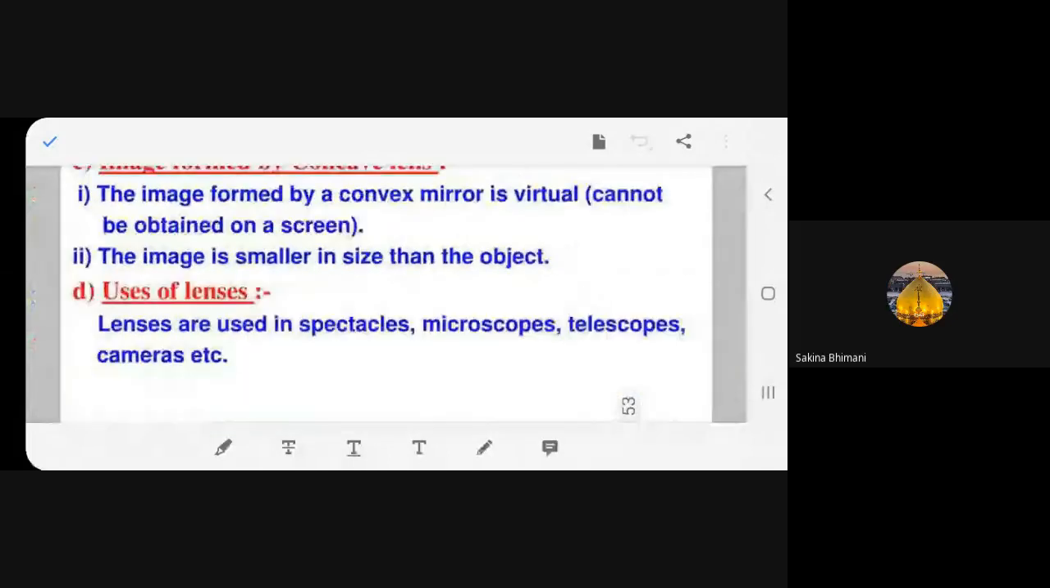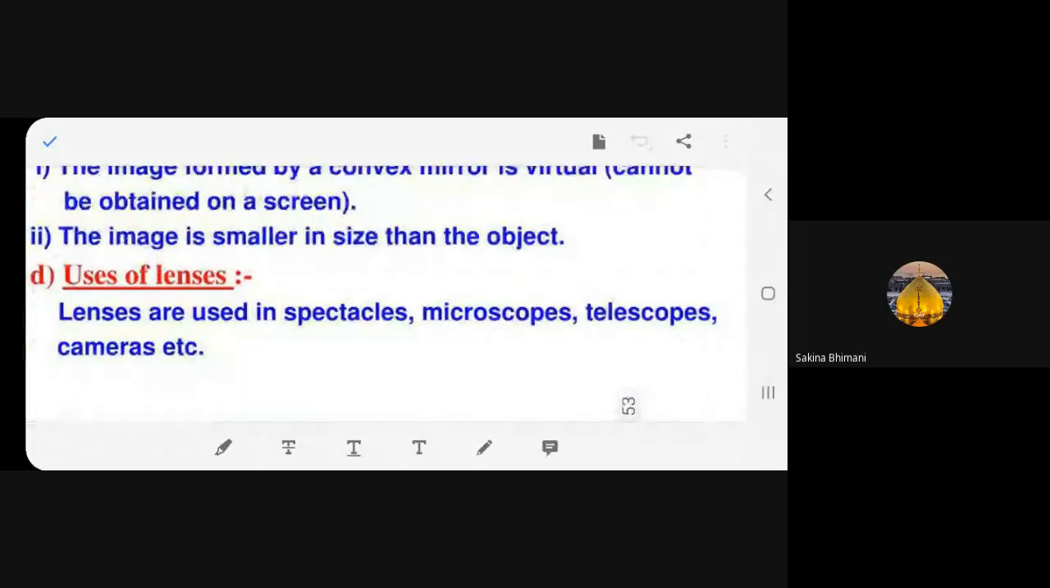Now we'll see what are the uses of lenses. Lenses are used in spectacles, microscopes, telescopes, cameras, etc. Spectacles are what we are wearing, those glasses we wear for reading purpose, for far sightedness. Without glasses, we are blind. Those glasses are called spectacles.